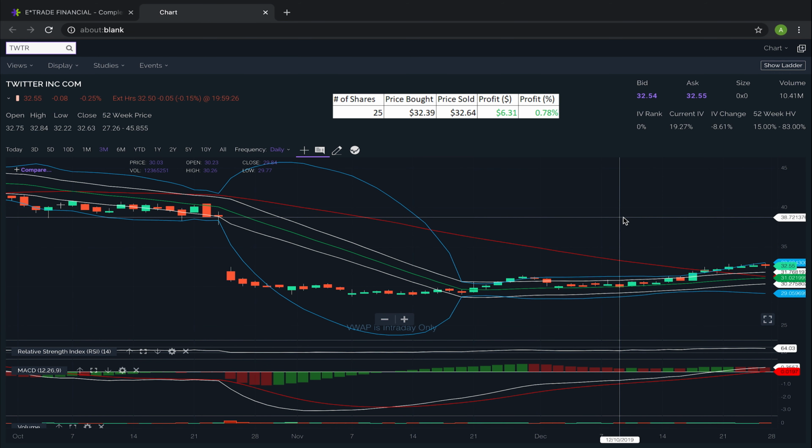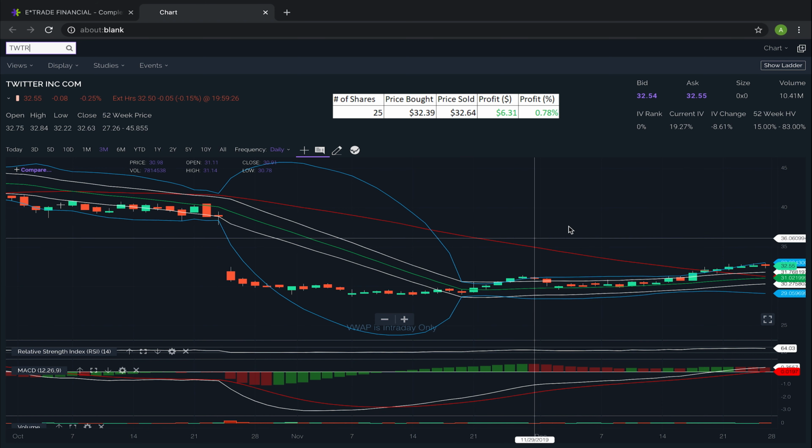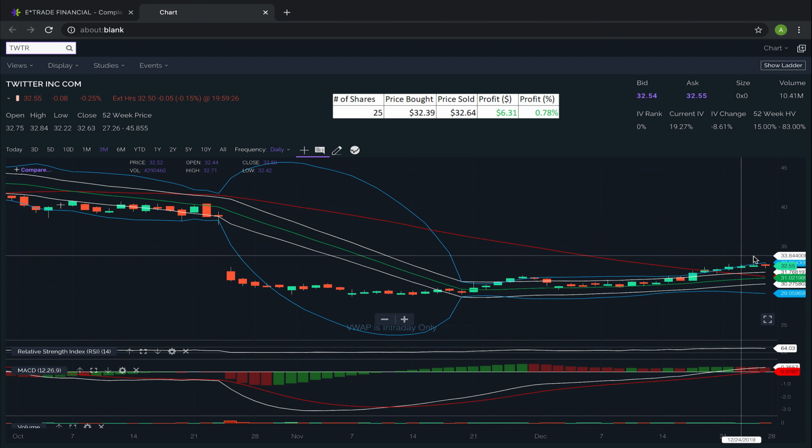Next, I want to take a look at my Twitter trade. I bought 25 shares on Monday for $32.39. I figured I'd get into the stock because there was a giant gap up to $40, which represents a 23% jump if filled. This setup is similar to the Kohl's one from last week, but there weren't any noticeable resistance points above the stock to give it any trouble.